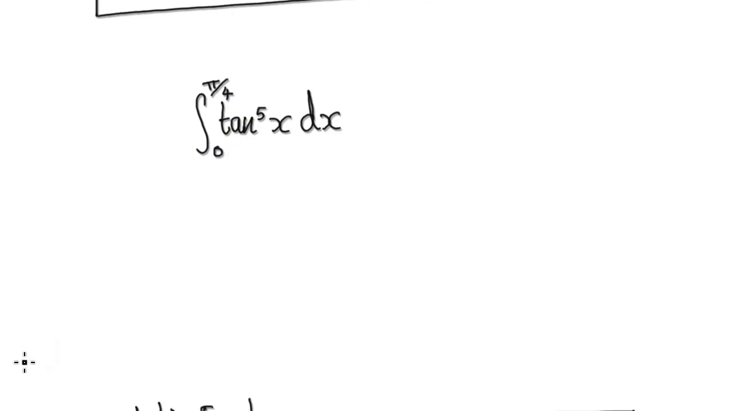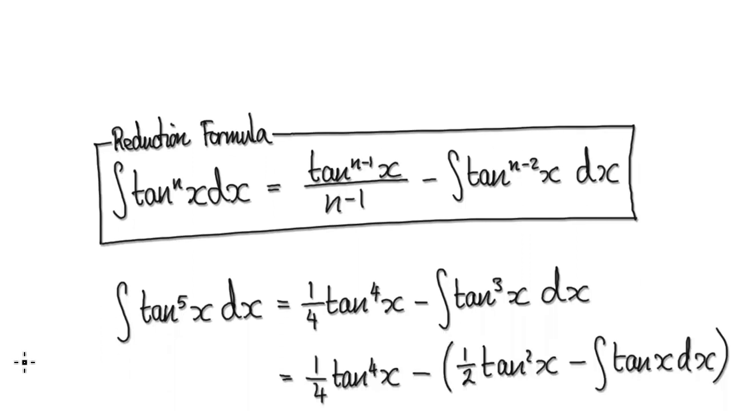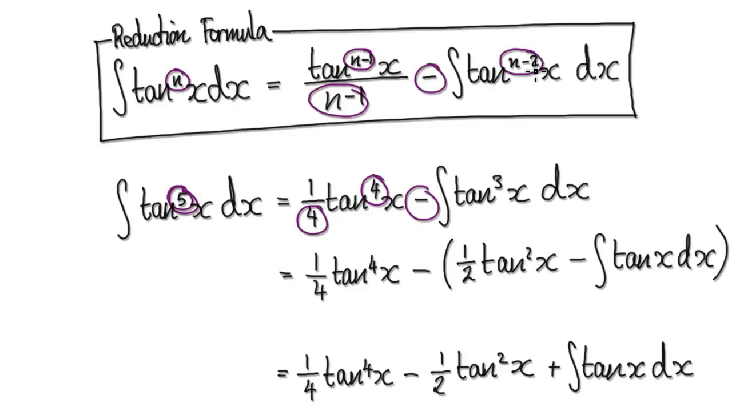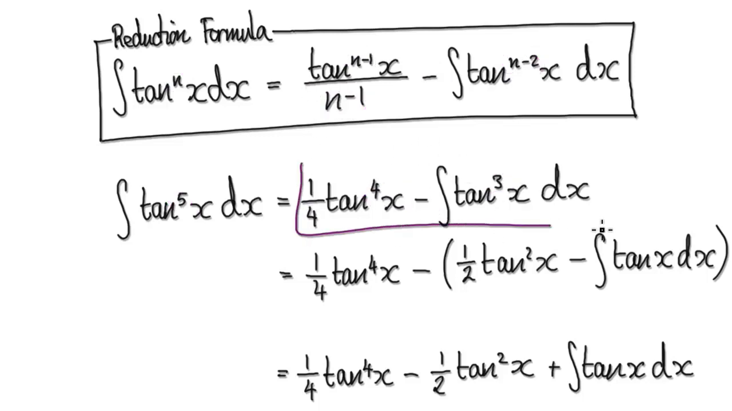Okay, so to do this, let's use a reduction formula. But instead of doing the definite integral, let's just turn it into the normal integration problem, and then we will sort this out later on. So tan to the power 5 using the reduction formula, n would be 5. So it would be 5 take away 1, that would be 4, and then here 5 take away 1, that would be 4, and then you've got your minus, and then 5 take away 2, that would be 3. So applying the reduction formula, that will then give you this.